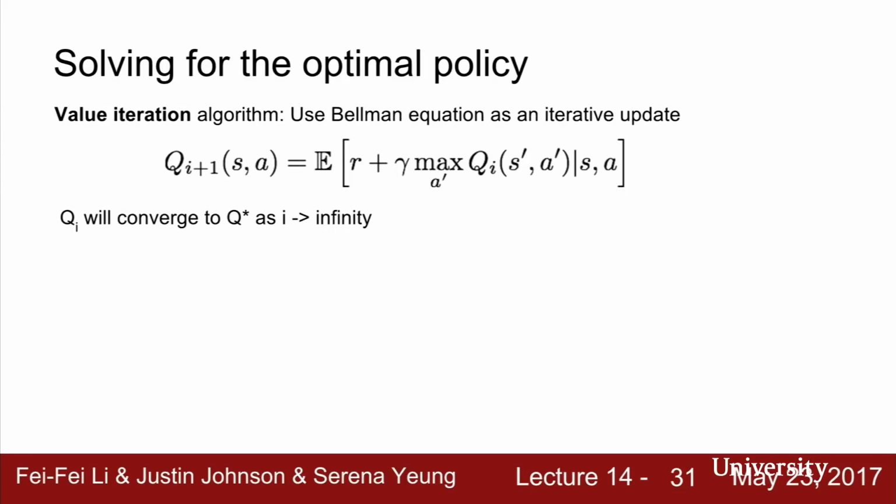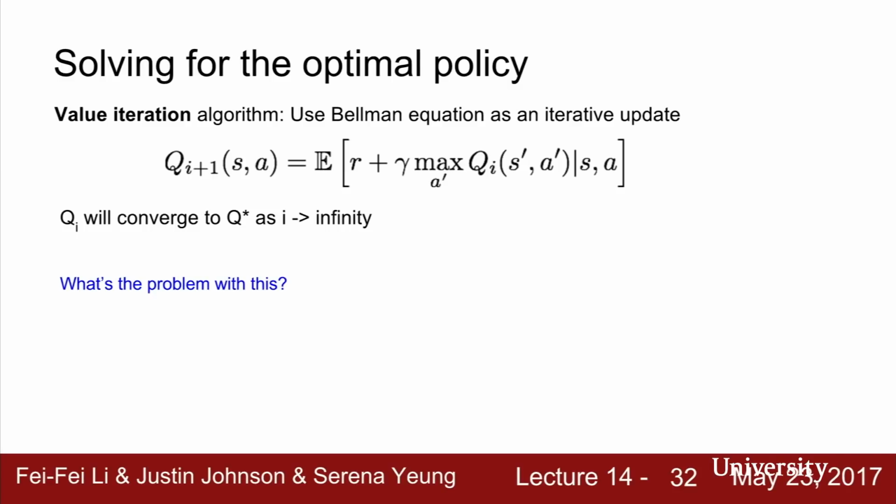Okay, so how can we solve for this optimal policy? One way is something called a value iteration algorithm, where we use this Bellman equation as an iterative update. At each step, we refine our approximation of Q star by trying to enforce the Bellman equation. Under some mathematical conditions, we also know that this sequence Q_i of our Q functions converges to our optimal Q star as i approaches infinity.